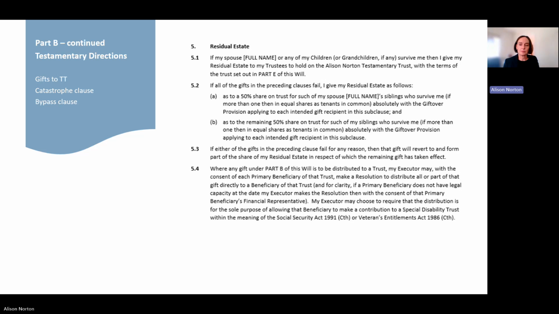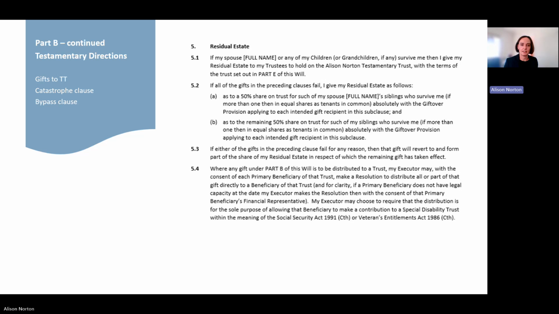If you don't have a spouse or any children or grandchildren when you pass away, then the next clause will kick in, which we call the catastrophe clause. So by way of example, we've got here 50% for your spouse's siblings or 50% for your siblings with the gift over provision applying. And then there's another catch-all here. If either of those gifts have failed, then it gets added back in so that we don't have what we call an intestacy.